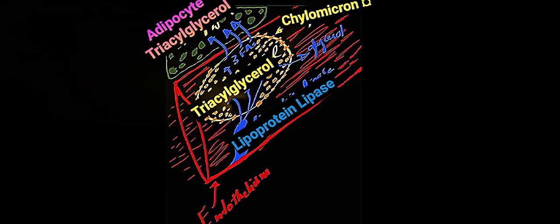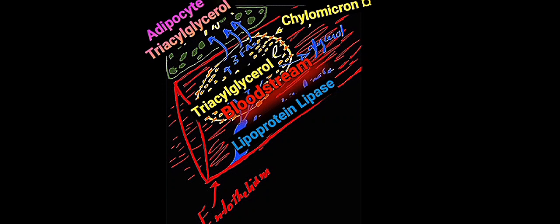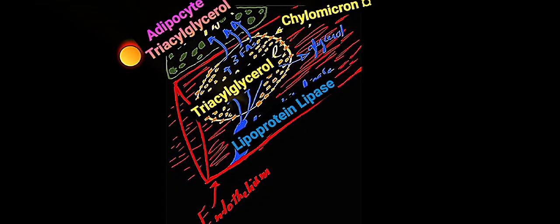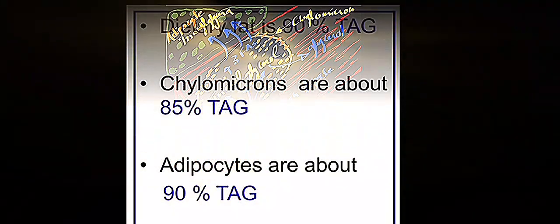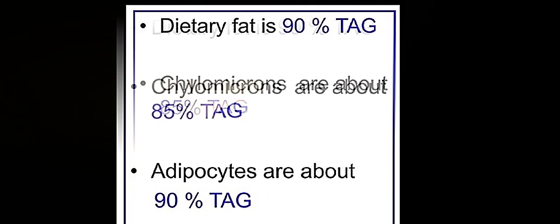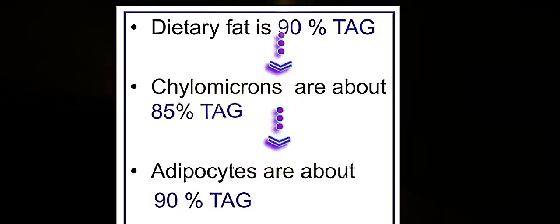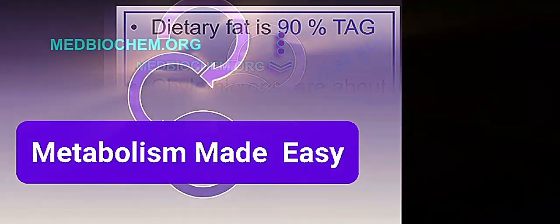The majority of dietary TAGs, excess dietary TAGs, are stored in adipose tissue. In fact, 90% of the adipocyte mass is in the form of triacylglycerol. As such, the composition of TAGs stored in adipocytes is going to resemble or reflect those TAGs present in chylomicrons, and the TAGs in chylomicrons in turn reflect the composition of our dietary fat intake.